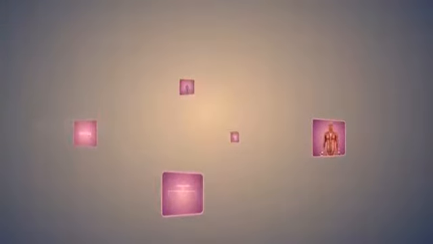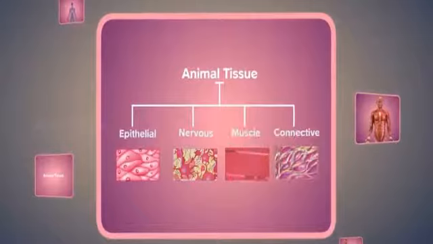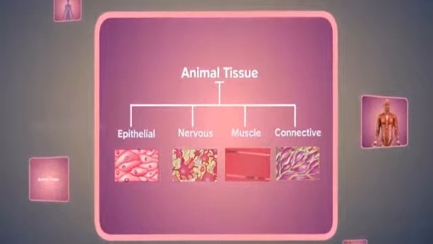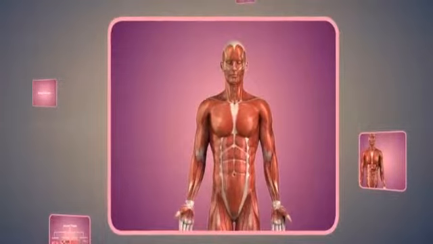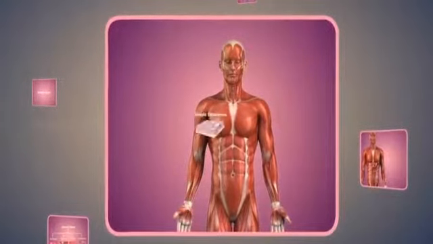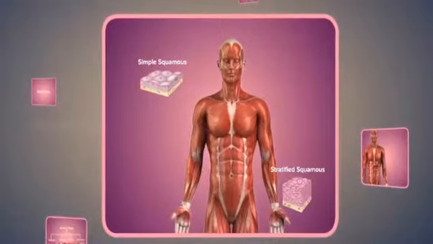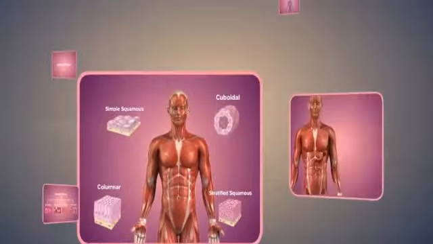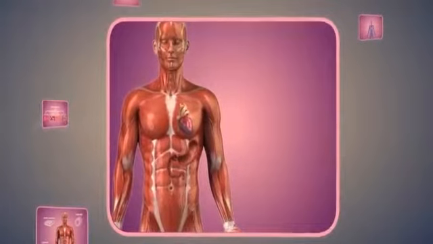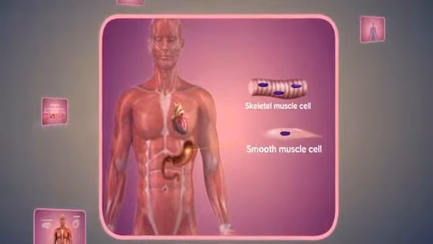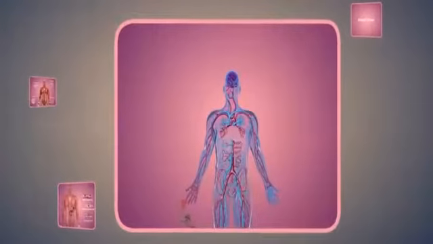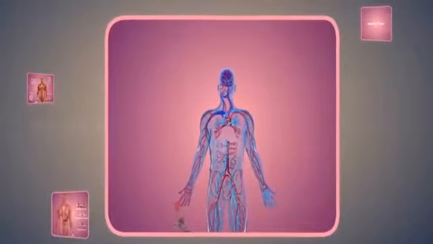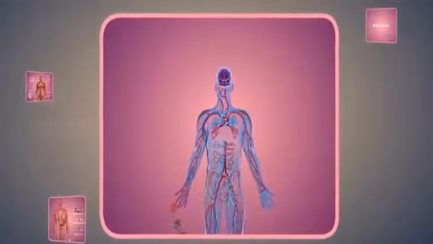Things to remember: animal tissues are grouped into epithelial, nervous, muscle, and connective tissues. Epithelial tissues are subdivided into simple squamous, stratified squamous, columnar, and cuboidal epithelium. The 3 types of muscle tissues are skeletal, smooth, and cardiac muscles. Cells of the nervous system, called nerve cells, are specialized to carry stimulus from one place to another within the body.